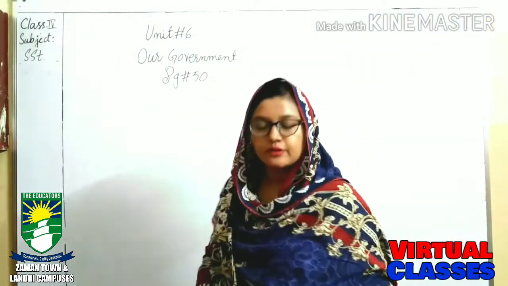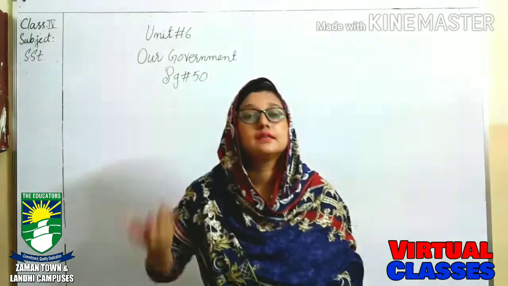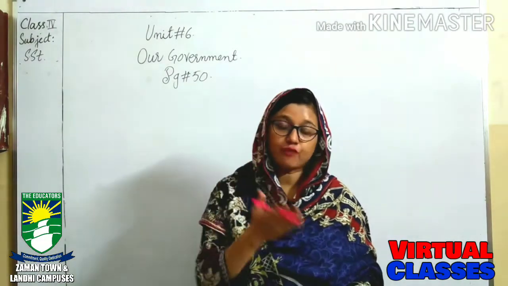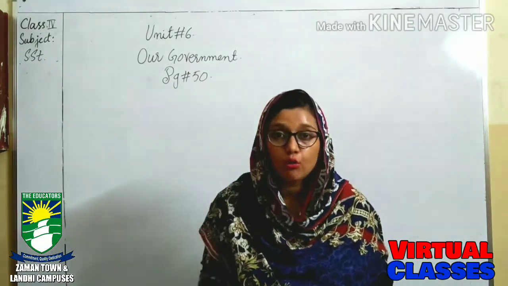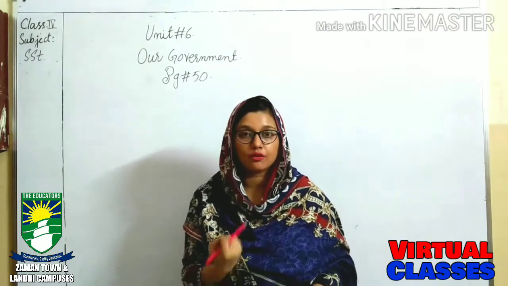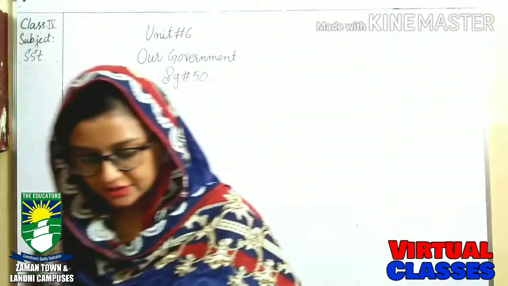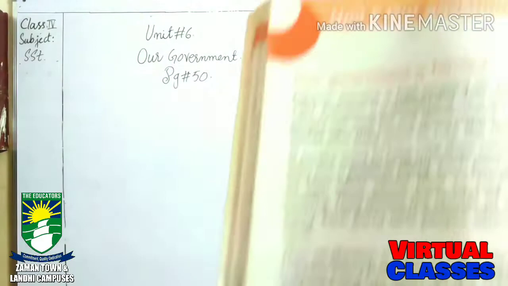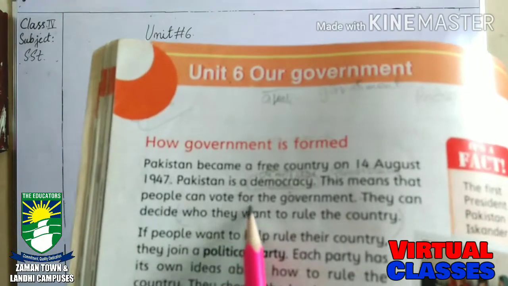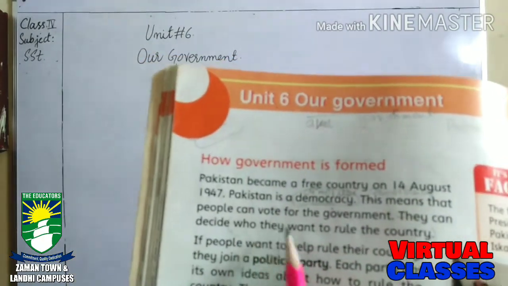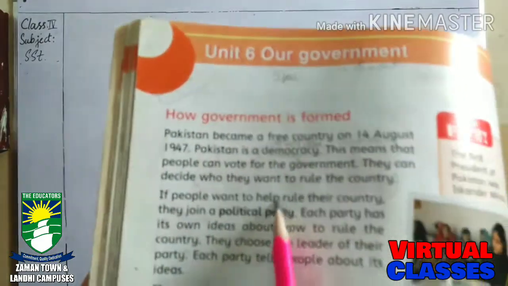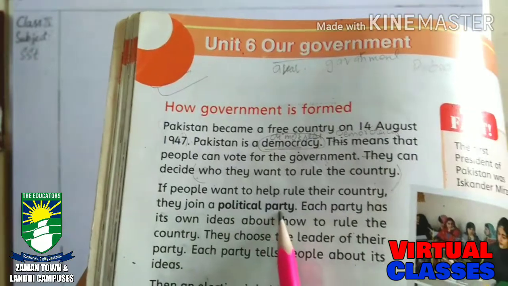After this, the first question we have: how is government formed? Pakistan became a free country on 14 August 1947, as you know. Pakistan is a democracy. What is the meaning of democracy? This means that people can vote for the government. They can decide who they want to rule the country. If people want to help rule their country, they join a political party.